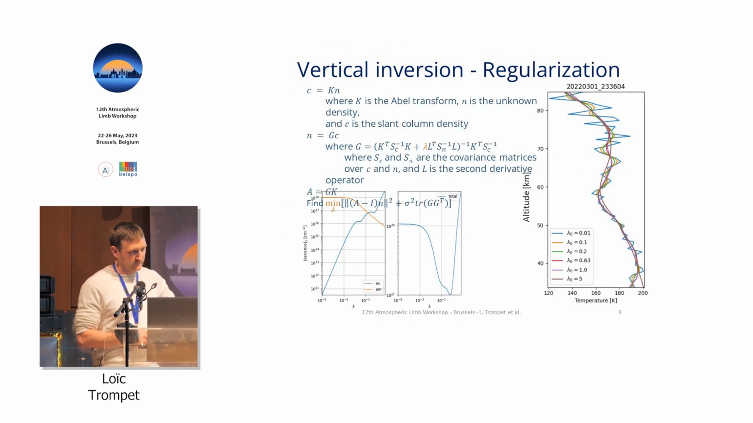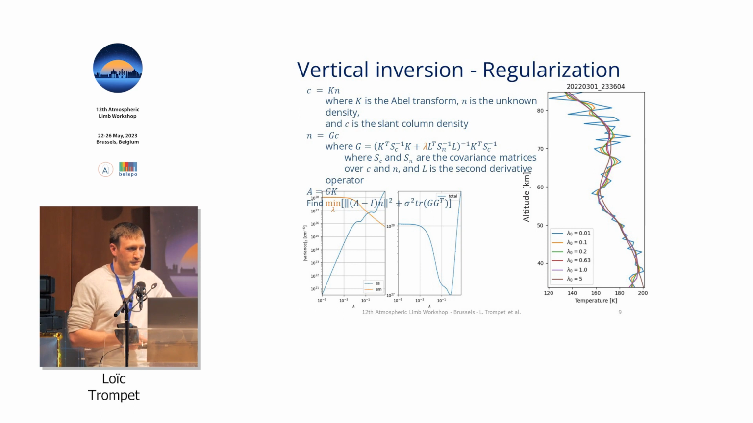Now about the regularization. For the notation, here you have the slant column, which is a function of the Hubble transform applied to the density, but what we want is the density. So we compute the gain matrix, which is this one. If we didn't use any smoothing, which is this term, then we would get some spurious peaks in the profiles. So we use the Tikhonov method with this term in the gain matrix. There is a parameter that we have to fine-tune, which is the smoothing parameter.